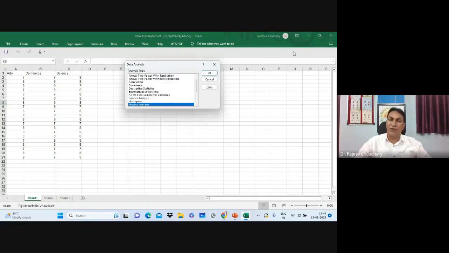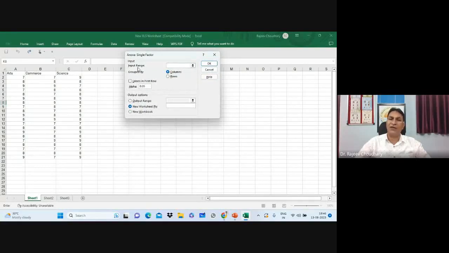And one-way ANOVA is the first technique in this list. First technique, this is known by the name Anova: Single Factor. Select this Anova: Single Factor. Is it okay? Yes, sir. Click on OK.